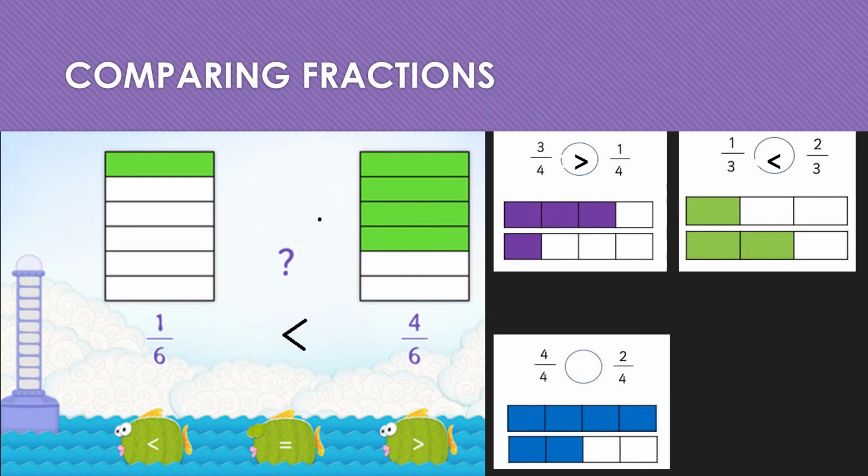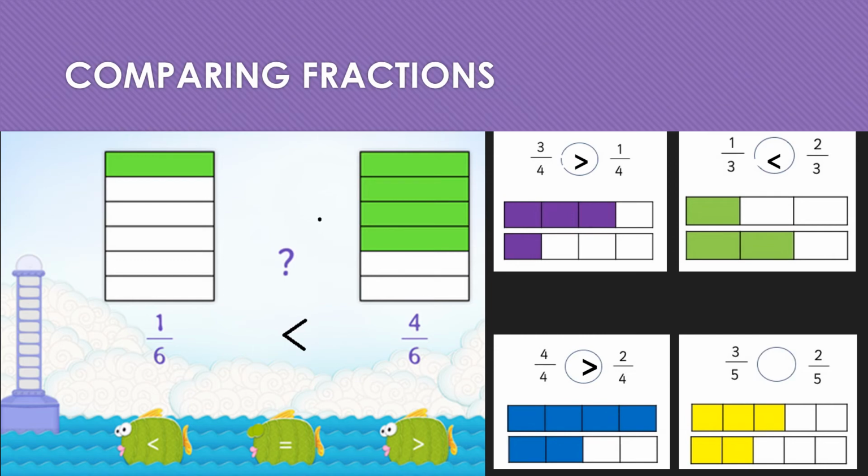Now look at the next one, 4/4 and 2/4. The denominators are same, which is 4, so we simply compare the numerators, which are 4 and 2. 4 is greater than 2, so we say 4/4 is greater than 2/4. The last example here is 3/5 and 2/5. Both the denominators are 5, which are equal, so we compare the numerators, which are 3 and 2. 3 is greater than 2, so we say 3/5 is greater than 2/5.